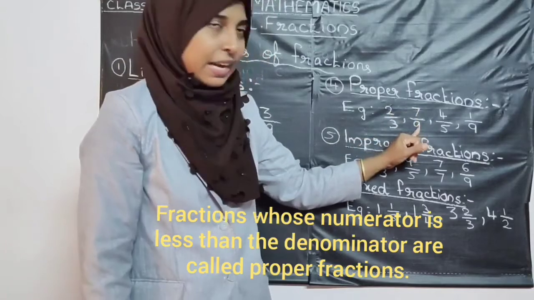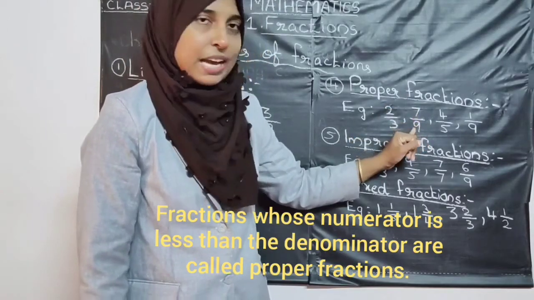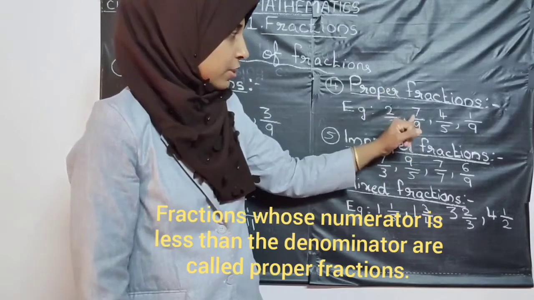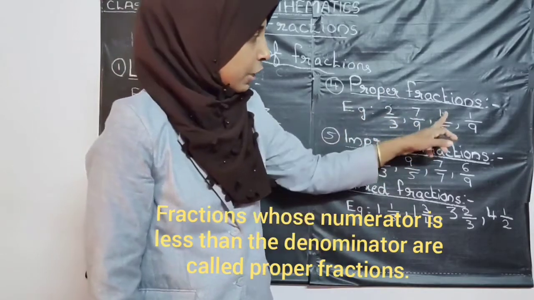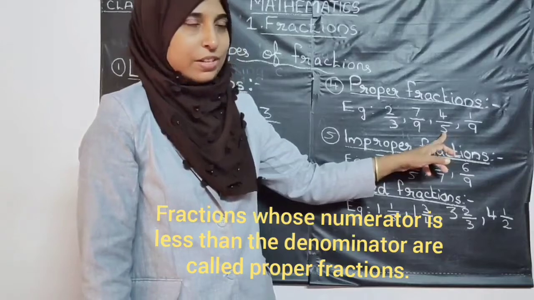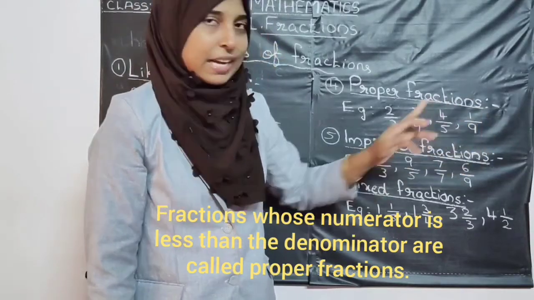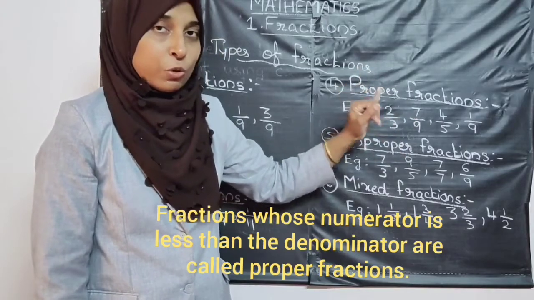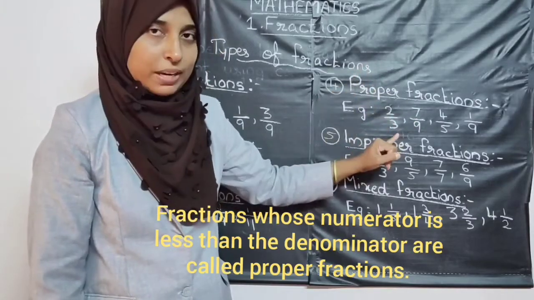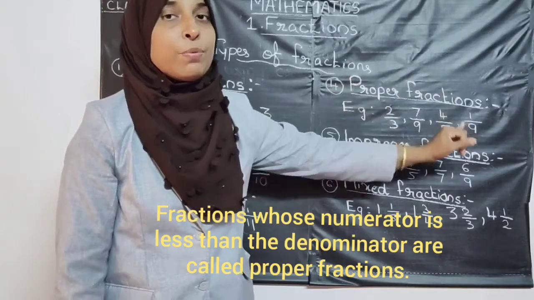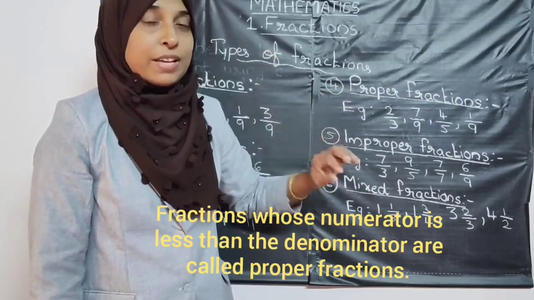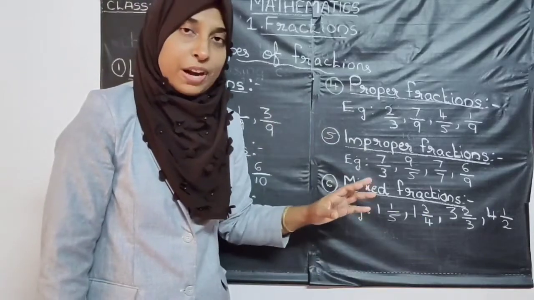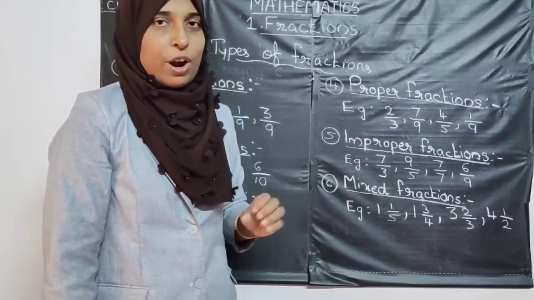Next is 7 by 9. 7 is less than 9. The numerator is less than the denominator, so it is also a proper fraction. Here also 4 is less than 5. Here also 1 is less than 9. So the fractions which have the numerator less than the denominator are called proper fractions, and all proper fractions will be less than 1.